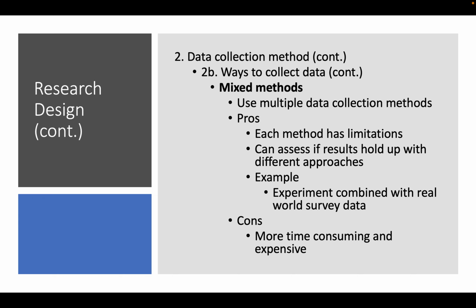For instance, we could combine survey research with experiments and see if our conclusions hold up with hypothesis testing using slightly different data collection methods. That's a real pro. A downside or a con would be that, well, two cons. It would be more time consuming to do multiple methods since we're doing two different methods as opposed to just one. And it's also more expensive to engage in mixed methods.